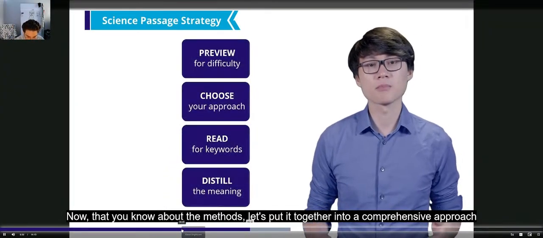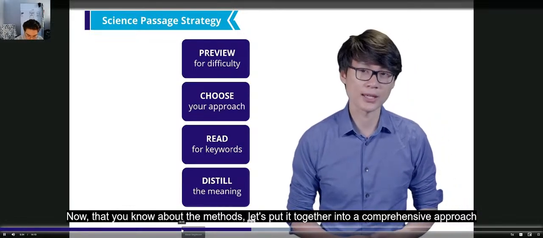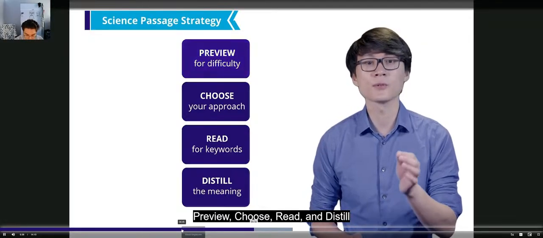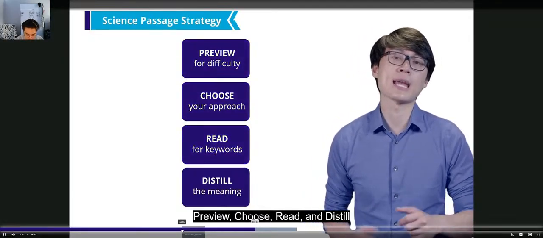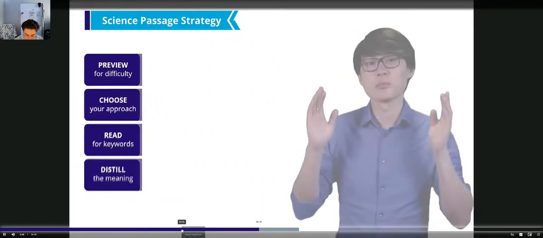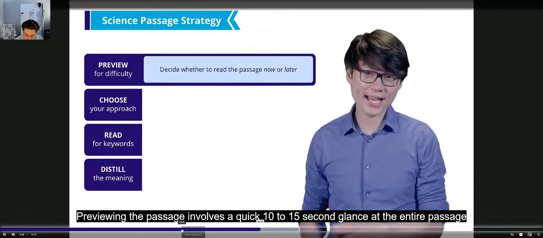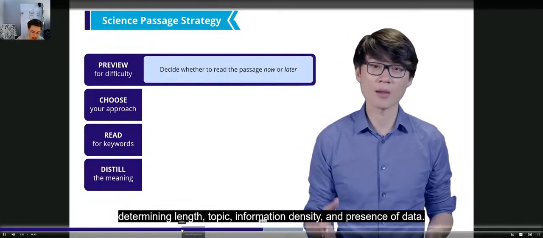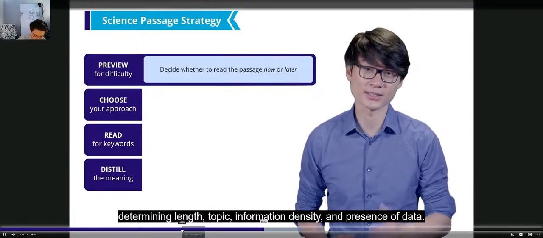Now that you know about the methods, let's put it together into a comprehensive approach and discuss the Kaplan passage strategy. Preview, choose, read, and distill, or PCRD, which are the steps we use to break down the passage. Previewing the passage involves a quick 10 to 15 second glance at the entire passage, determining length, topic, information density, and presence of data.